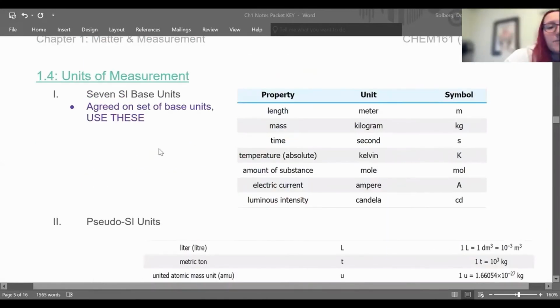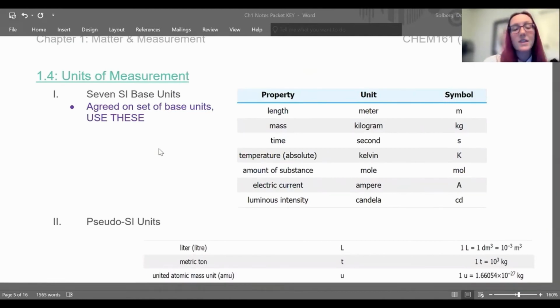Okay, on to units of measurement. So you might have heard the term SI units before. Those are the International System of Units, the ones that we use all over the world. They are an agreed upon set of base units. You will use these. Okay, now I have all 7 of the base units listed here.